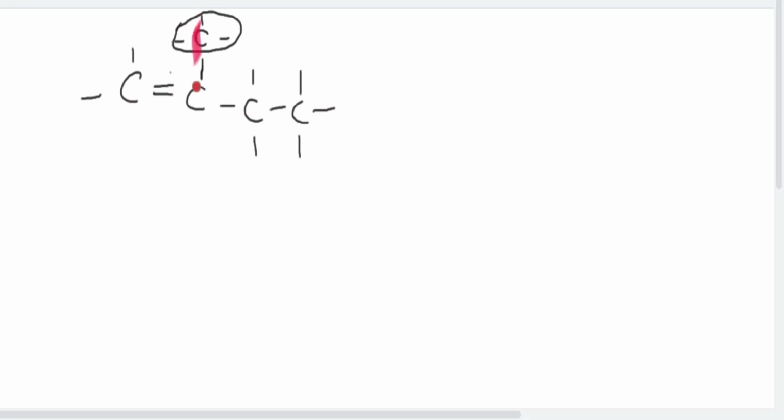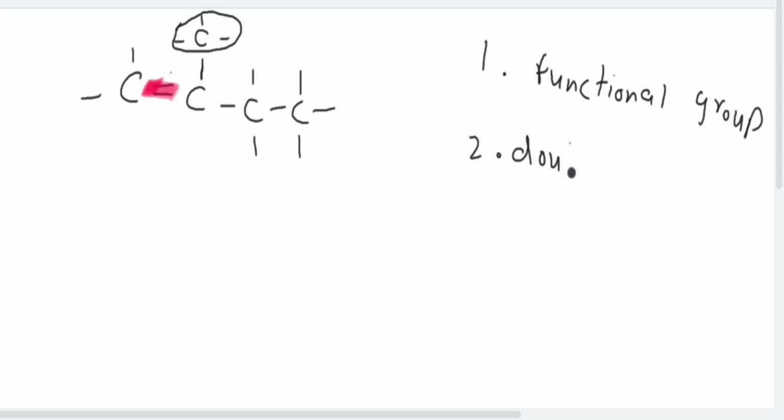Well, someone might say, why can't this be the longest carbon chain? It can be like this, but there is this double bond right here. And the general rule is that I want my positioning of this double bond to be as low as possible. So first comes the functional group. Second comes the double bond. And finally, third comes the prefix.